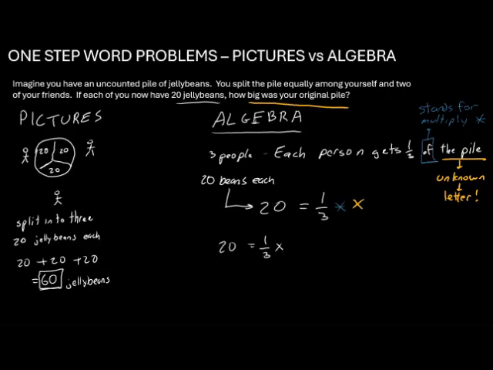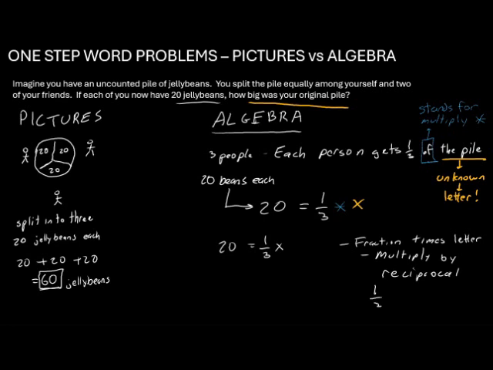Now all we have to do is solve for X, and we'll be able to figure out how big the pile was. In order to do this, we may have to do an algebra maneuver that not every student has seen up to this point. We have a fraction next to a letter. When you have a fraction next to a letter, you will multiply on both sides by the reciprocal of that fraction. What do I mean when I say reciprocal?